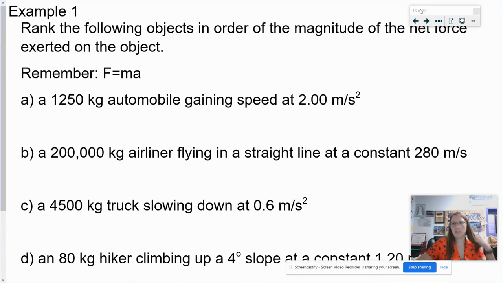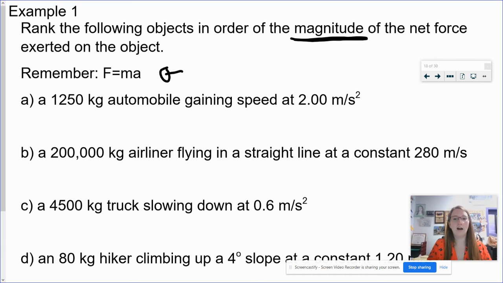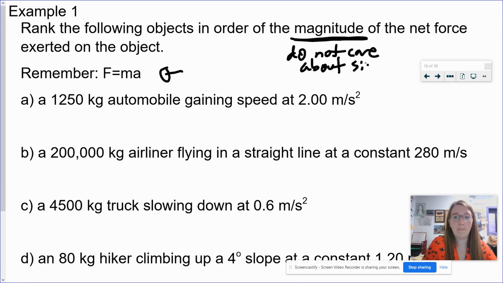Okay, so let's try some examples here using the F equals ma formula. So here's our formula right here. We're going to rank the following objects in order of the magnitude of the net force exerted on the object. So remember, magnitude means we do not care about the sign, right? Direction is the sign. Positive or negative tells me which direction I'm going. So we are just looking at the literal magnitude.